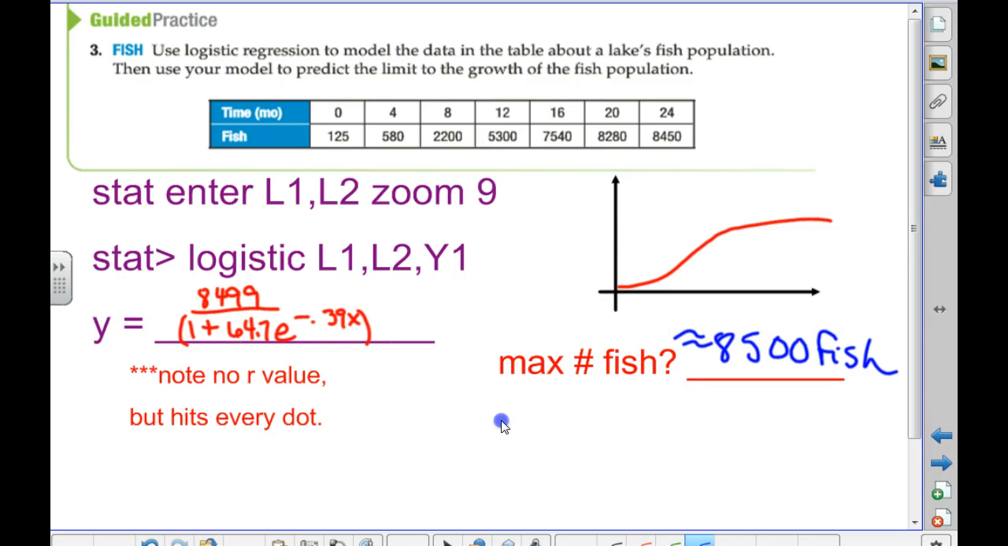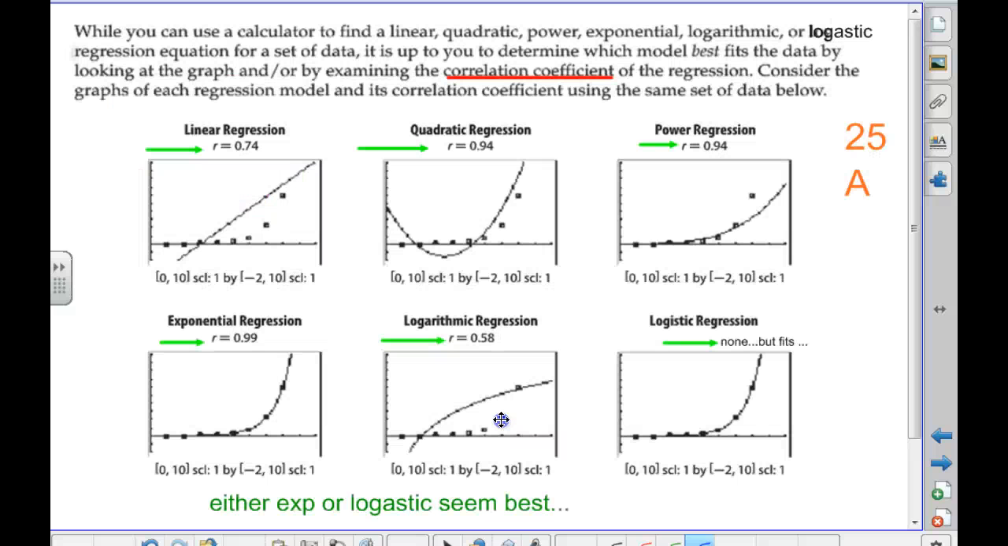All right. Well, this is on 25A. You can use a calculator to find a linear, quadratic, power, exponential, logarithmic, or logistic regression equation. Your calculator will do all of those, okay? For a set of data, it is up to you to determine which model fits the data the best. You can either look at the graph or you can examine the correlation coefficient. I have little green arrows here pointing to where they put the correlations for all of these.